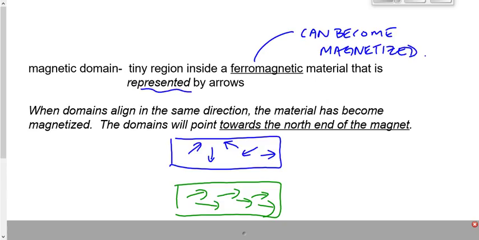Once they become aligned, we define the poles of that magnet. We would say this is the south pole and this is the north pole. We arbitrarily define the direction of the domains as being from south to north. So you see this bottom diagram is a magnet. The domains have become aligned.